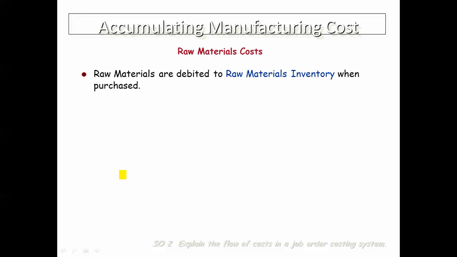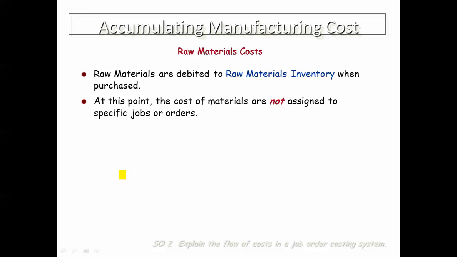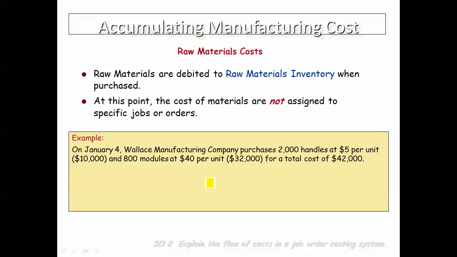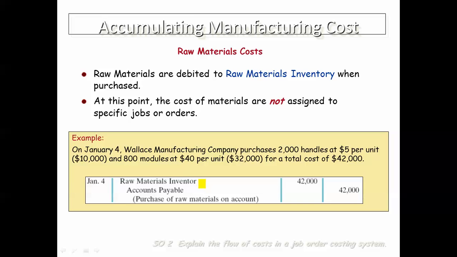Now, accumulating manufacturing costs is easy if we're talking raw materials. The raw materials are debited to raw materials inventory, and at this point they are not assigned to specific jobs. Example, I simply buy 42,000 worth. So debit raw materials, credit accounts payable.